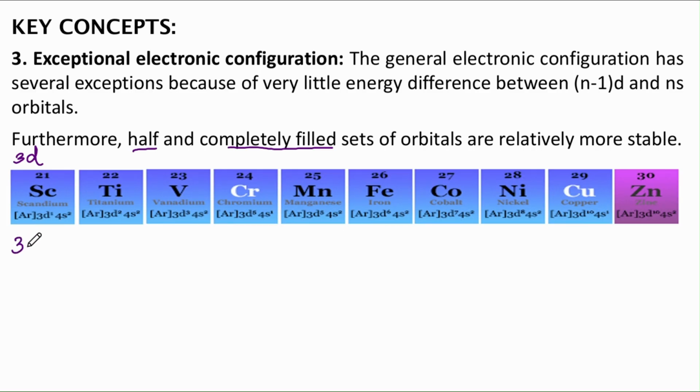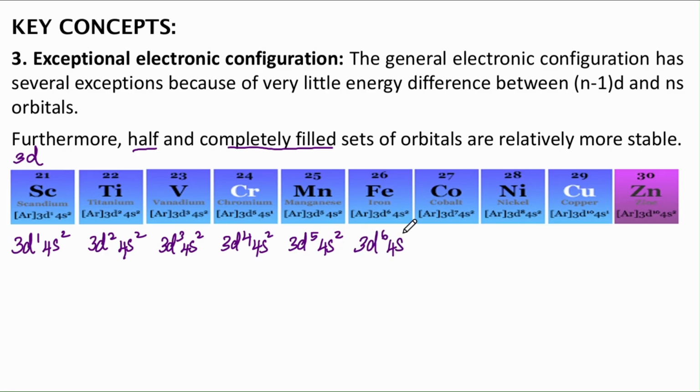For scandium we already saw 3d1 4s2, titanium 3d2 4s2, vanadium 3d3 4s2, chromium 3d4 4s2, manganese 3d5 4s2, iron 3d6 4s2, cobalt 3d7 4s2, nickel 3d8 4s2, copper 3d9 4s2, and then zinc 3d10 4s2. These are the expected electronic configurations of this 3d series, but there are 2 exceptions in the electronic configuration, and the 2 elements are chromium and copper.